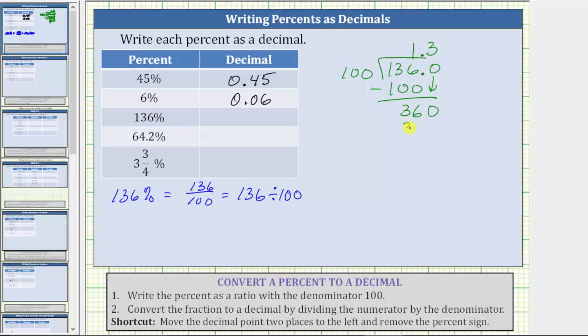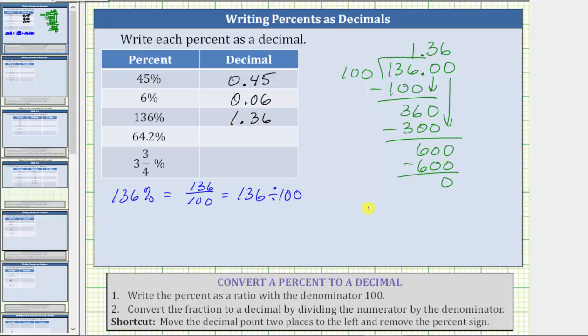3 times 100 is 300. Subtract, the difference is 60. Add another 0 and bring it down. And there are 6 100s in 600. 6 times 100 is 600. Subtract, the difference is 0, giving us a decimal of 1.36.